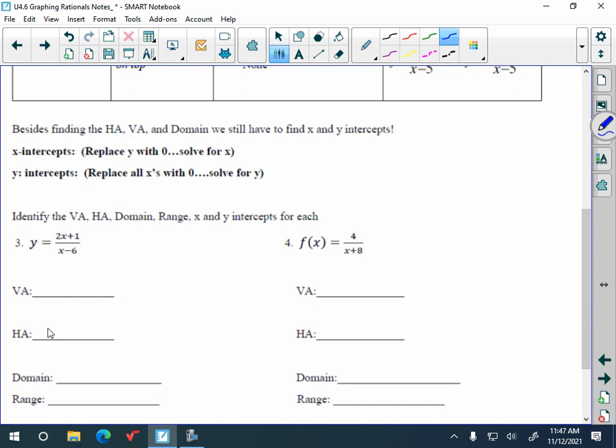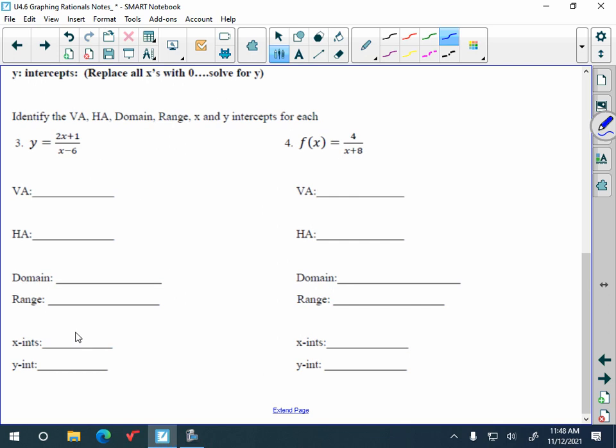All right, so we know how to get our asymptotes, vertical and horizontal. We also want to make sure that we can get the intercepts. Okay, so again, review just like for polynomials. To get the x-intercept, we replace y with 0, solve for x. To find the y-intercept, we replace all the x's with 0, solve for y. So we just replace one of the variables with 0, and solve for the one we want. All right, so let's go ahead and answer each of these questions.